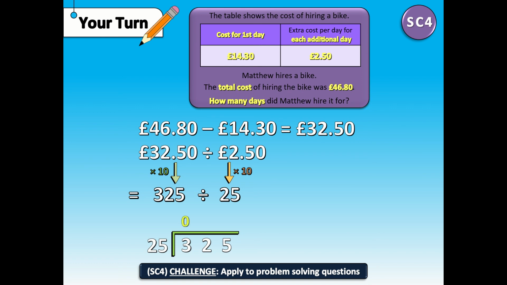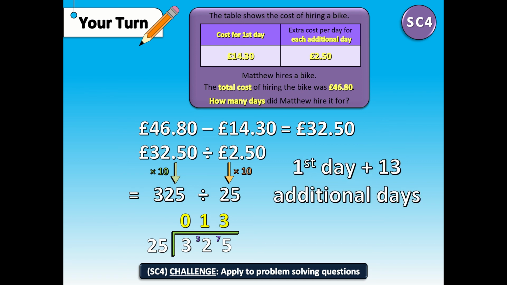25 goes into 3 0 times, so we carry the 3. 25 goes into 32 once, with 7 remainder. 25 goes into 75 3 times exactly. So we've got a Thursday plus 13 additional days. So Matthew hired the bike for 14 days.